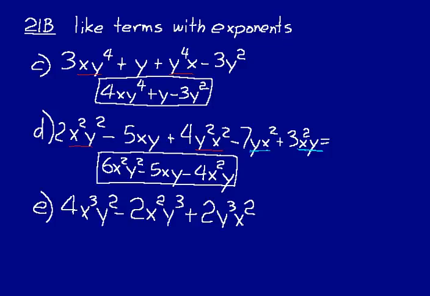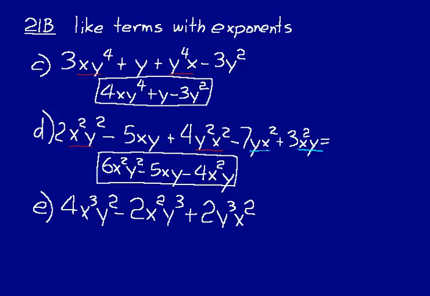Let's do one more problem. Let's simplify this by adding like terms. Look through it first and see if you see any like terms. You've got 4x cubed y squared, and what I like to do is just pick one variable out with its exponent and see if that variable and exponent is found anywhere else in any of the other terms. So in the 4x cubed y squared, just take the x cubed and see if any other terms have an x cubed, and they don't. So that is not going to be a like term with any of the other ones. So just go on to the next one.